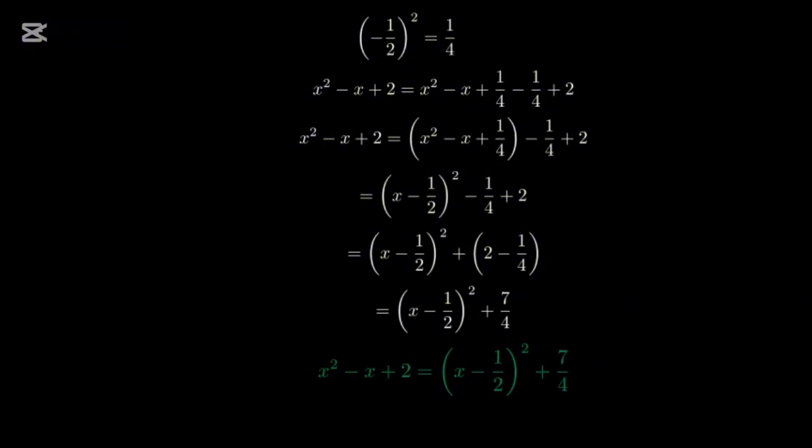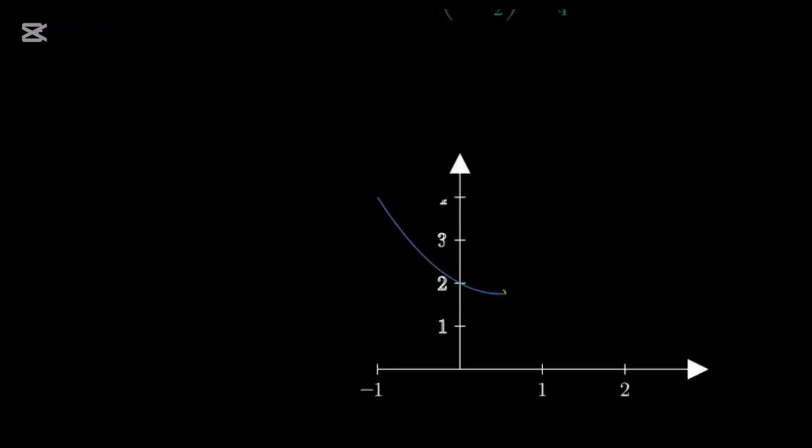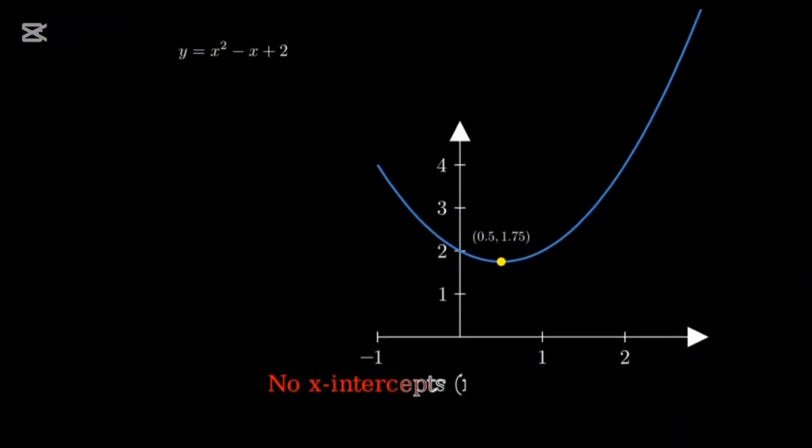This completed square form tells us something important about the graph of y equals x squared minus x plus 2. It's a parabola with vertex at (1/2, 7/4). Since the constant term 7/4 is positive, the parabola never crosses the x-axis, meaning the original quadratic has no real roots. Let's summarize what we've learned.